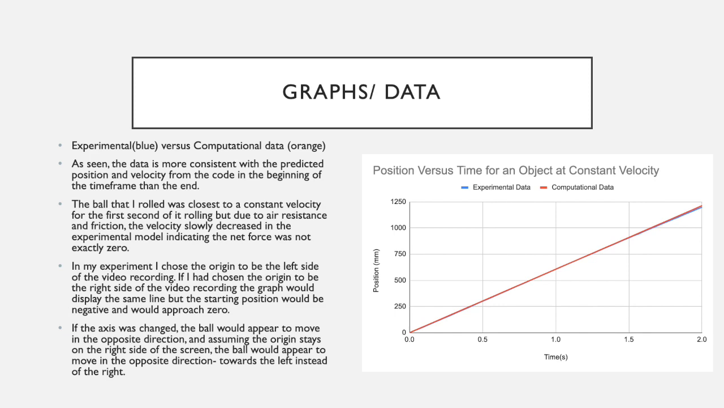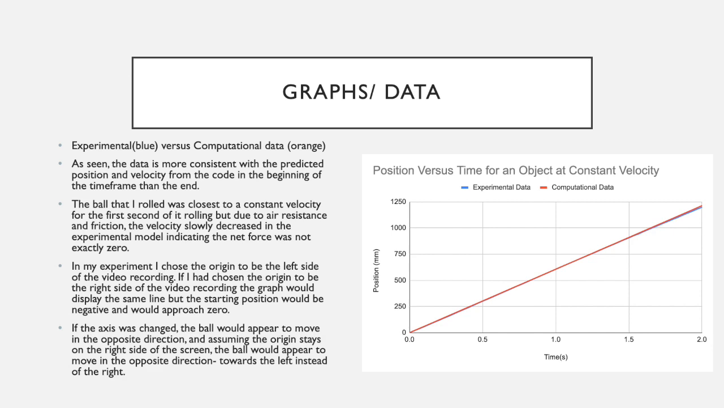On the graphs of the data, the position versus time of both the experimental model and the computational model are plotted with the predictive code model being in orange and the experimental data being in blue. As seen by the graphs, the experimental data was very similar to the predictive models, but got slightly less accurate towards the end of the 2-second roll because the plotted points don't overlap quite as much.